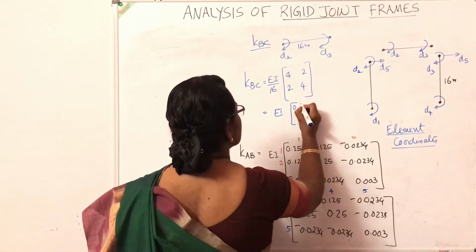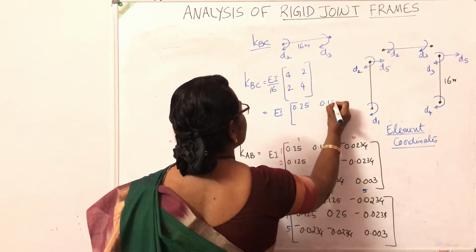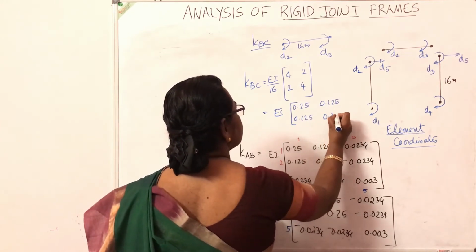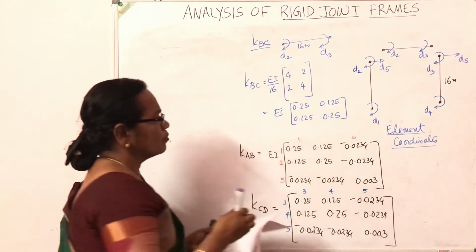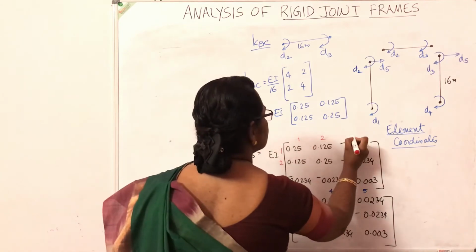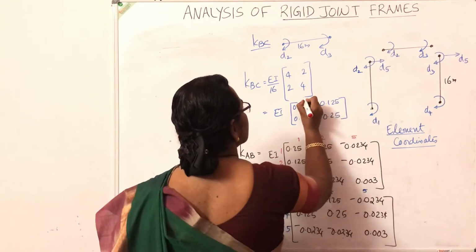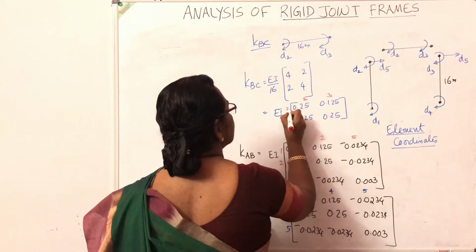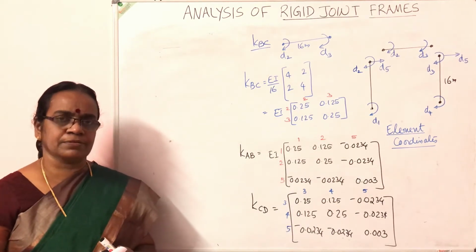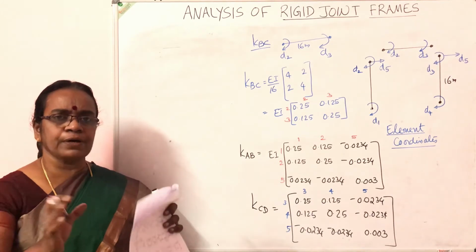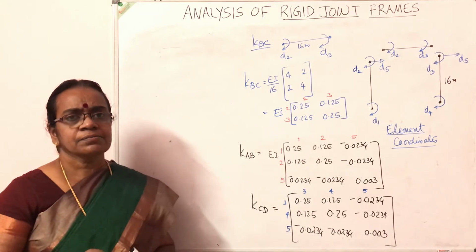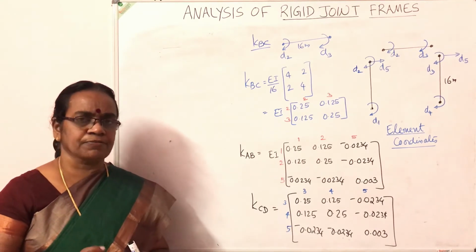0.25, 0.125, 0.125, 0.25. And what are the numbers to be written there? For the first element it was 1, 2, 5. For this it is 2 and 3. 2, 3, 2, 3. Thus we have got the stiffness matrix for all the elements. The next step is to properly assemble them together. Post the elements in the correct locations in the final stiffness matrix.